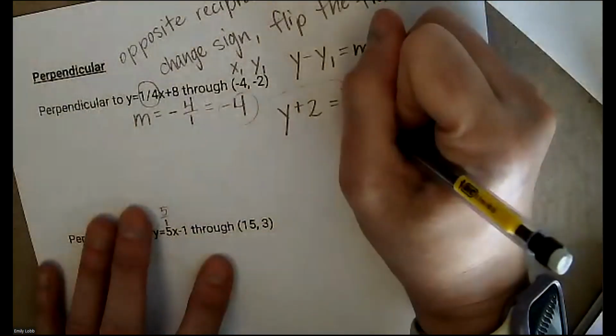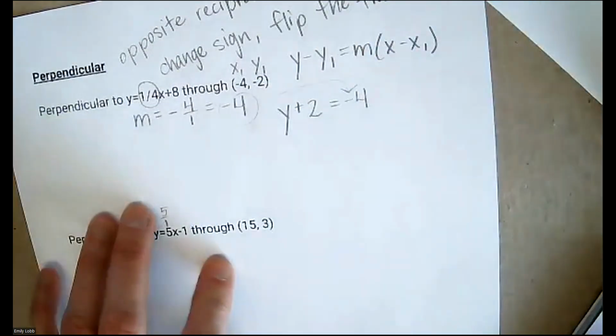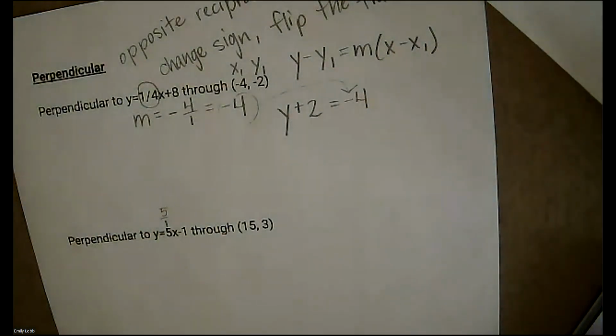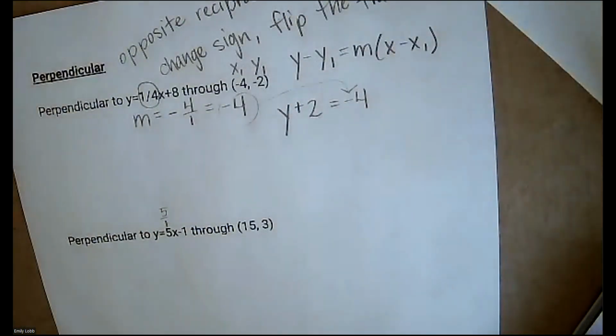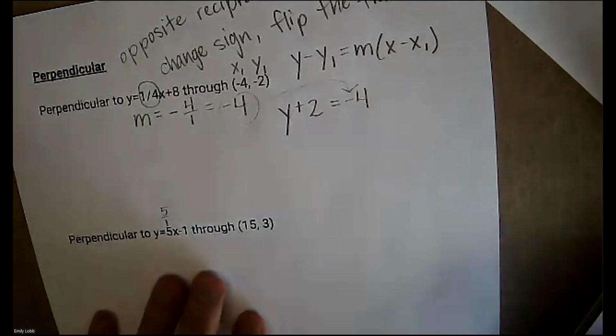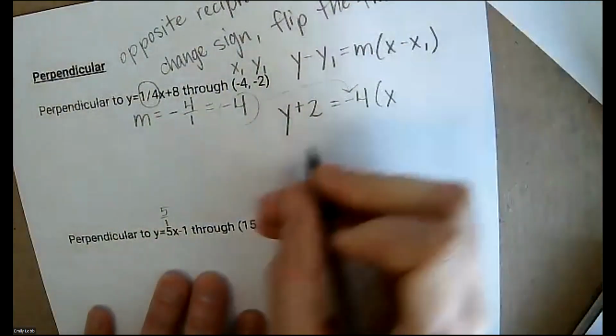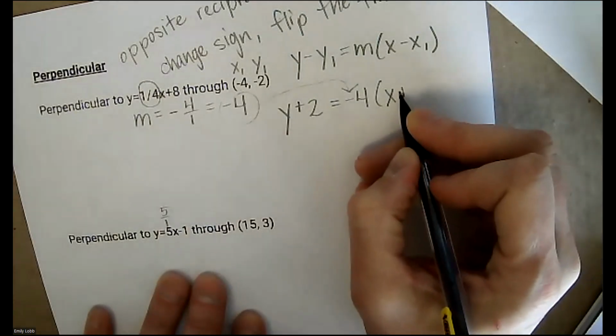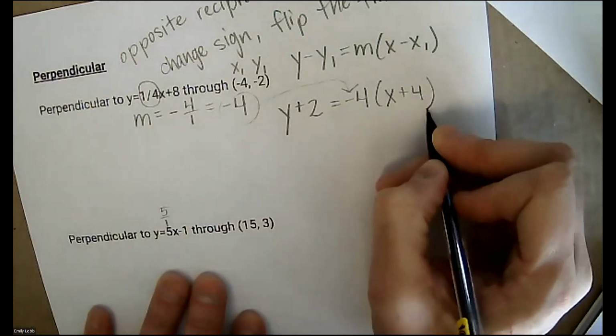So pay very close attention to your directions. One of them is going to ask you to do a parallel line. One of them is going to ask you to do a perpendicular line. So one, you're keeping the slope the same. The other, you're taking the opposite and flipping it. And then we have x minus -4. So we're taking the opposite of -4, which is +4.